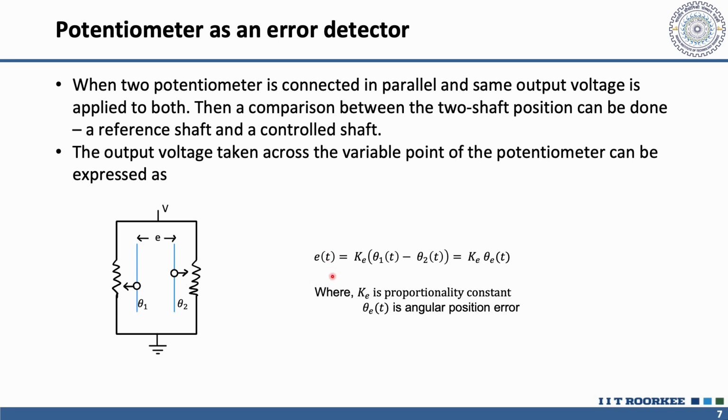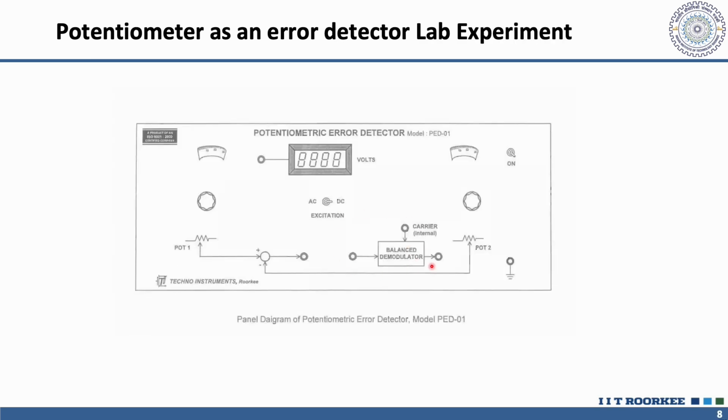This linearity can be proved analytically also, and it can be proved by having an experiment in the lab using a potentiometric error detector kit. Here is the potentiometric error detector kit. With the help of that we can show the linearity of that equation. Now let's move to the application part.